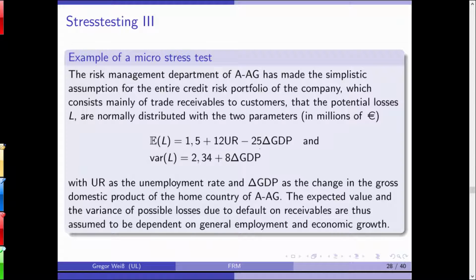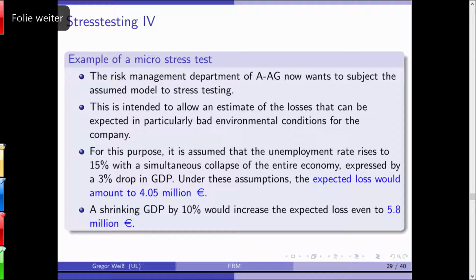You would need to come up with a model for your losses, micro level or macro level. Then you have to assume an extreme scenario, insert it into the function, and then you know what could happen. So for example, you assume that the unemployment rate rises to 15%, a simultaneous collapse of the entire economy, and then the expected loss would amount to 4.05 million euros.